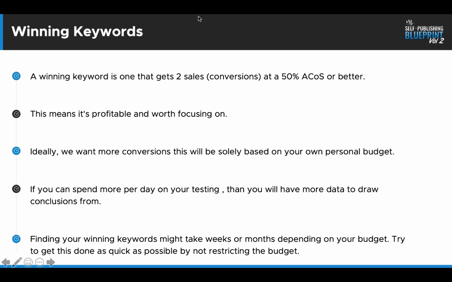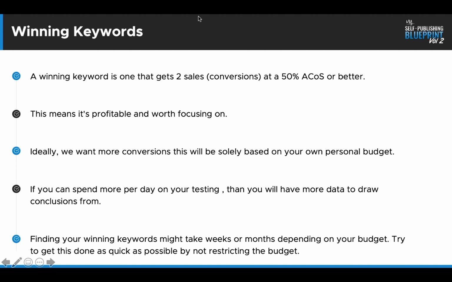Now, a winning keyword, what is it? A winning keyword is one that gets 2 sales conversions at a 50% ACoS or better, right? So below 50%. This means it's profitable and worth focusing on. Now, in an ideal world, you want more than 2 conversions, but we're not going to have a ton of data to look at based on only spending a few dollars a day.